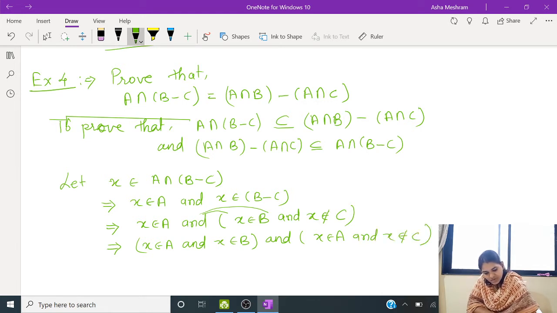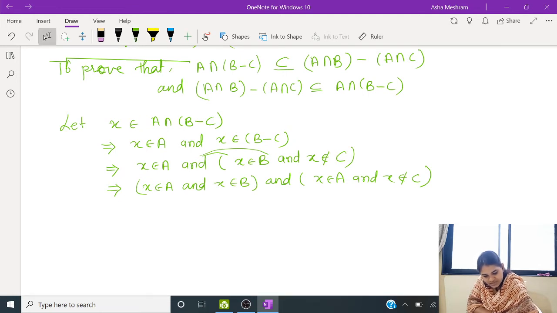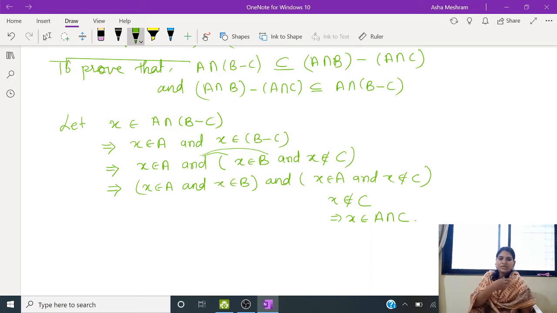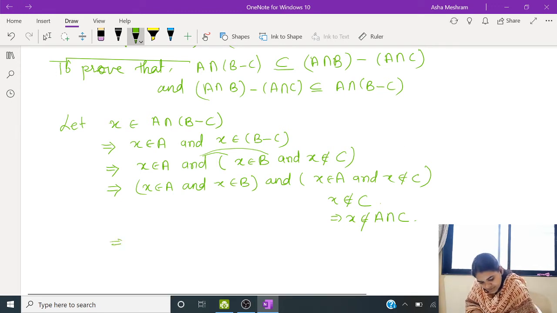So now since x does not belong to C, that element will not belong to A intersection C, because to come in the intersection, that element must be in both the sets. So this element does not belong to C, therefore it will not be part of A intersection C. So here this word is replaced by A belongs to A union B.